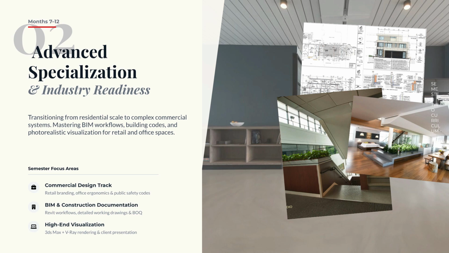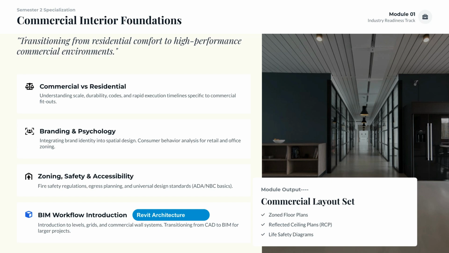Months 7 to 12 are dedicated to advanced specialization and industry readiness. The focus shifts from residential to complex commercial systems, covering BIM workflows and high-end visualization. Module 01 in Semester 2 covers commercial interior foundations. This includes comparing commercial versus residential design, branding, safety, and an introduction to Revit BIM workflows.